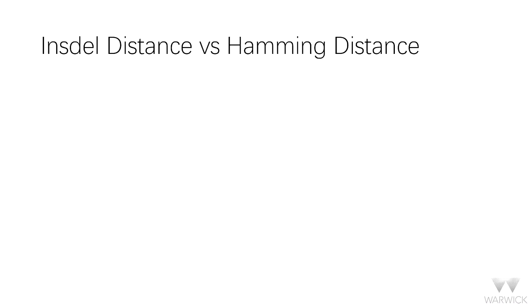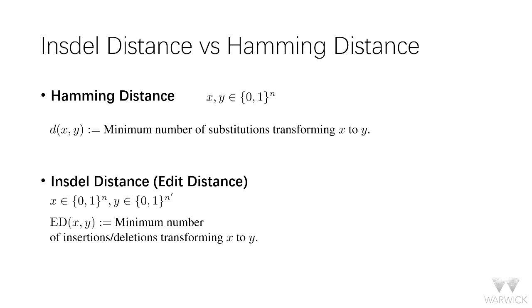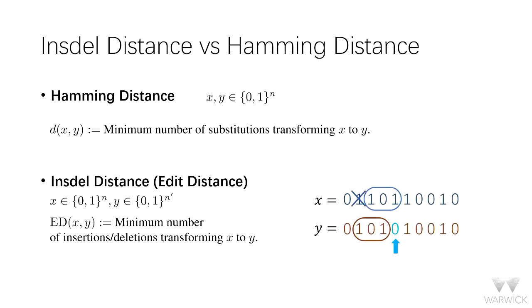Introduction. I will first introduce the definition of insertion-deletion distance. I guess we are very familiar with Hamming distance. Given two strings x and y, for example binary strings, the Hamming distance is defined to be the minimum number of substitutions transforming x to y. Insertion-deletion distance, on the other hand, is defined to be the minimum number of insertions and deletions transforming x to y. Notice that insertions and deletions can cause substrings to shift, which is harder to handle.